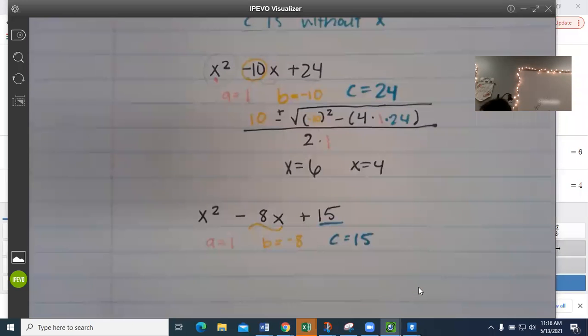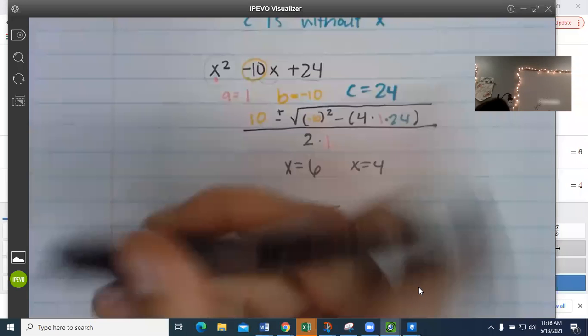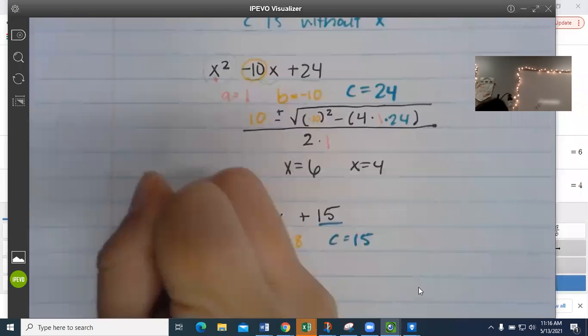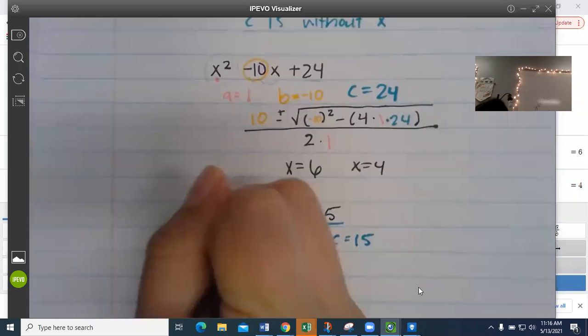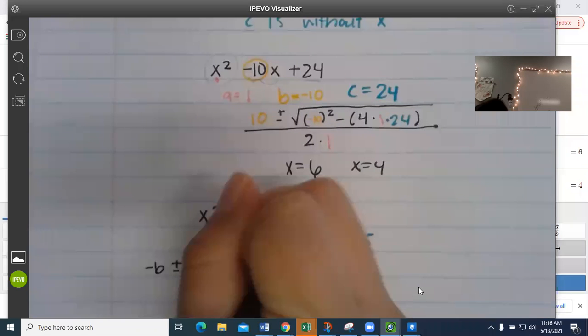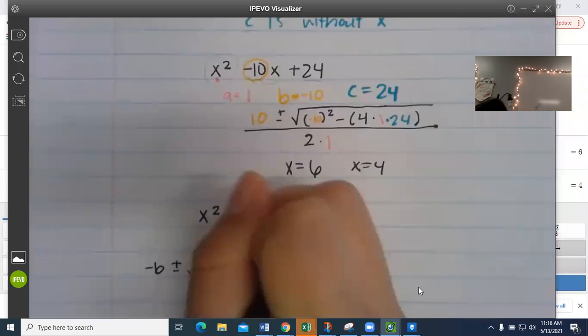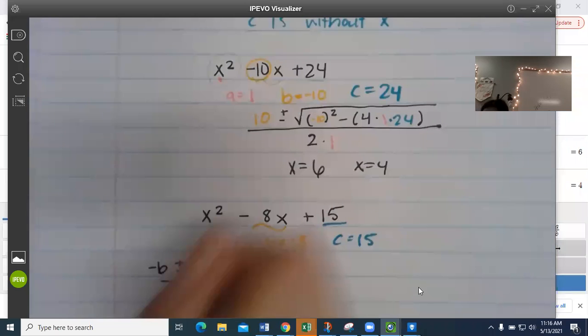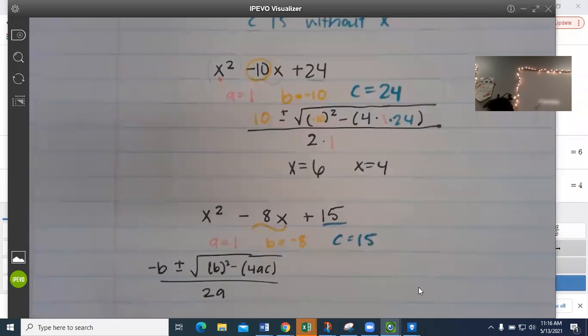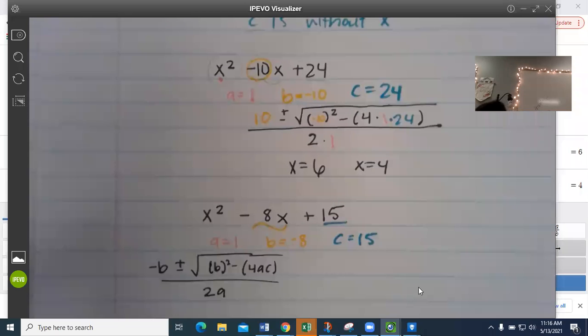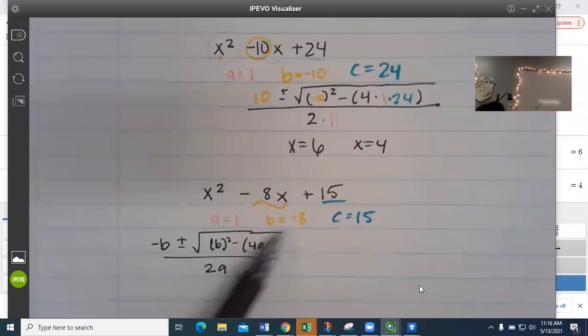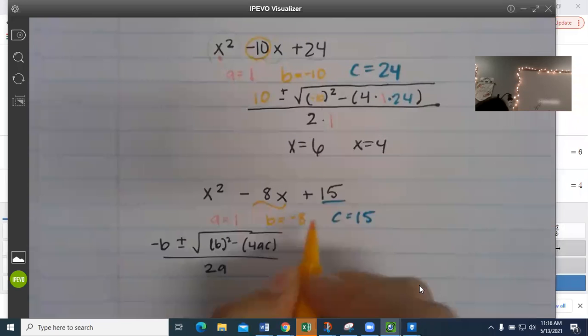Now we're going to put this in our formula. So what we're going to do is write -b, change the sign of b, plus minus square root of b squared, minus parentheses 4 times a times c, all over 2 times a. So let's write it in. So what am I going to write for this? If it's already negative, what do I write for -b? I write positive b because it's already negative, so I change the sign.